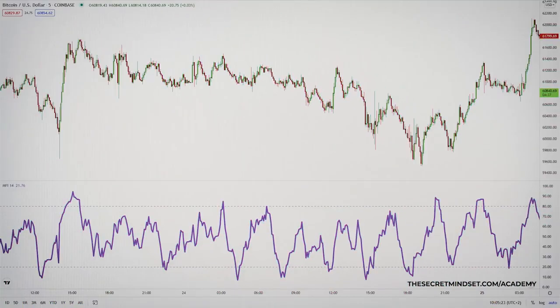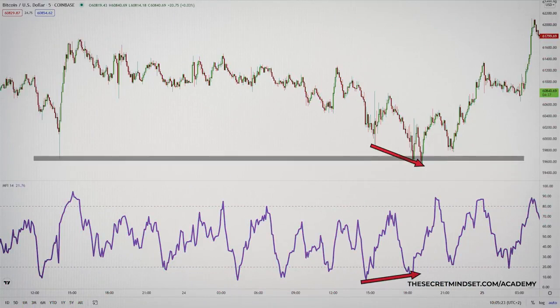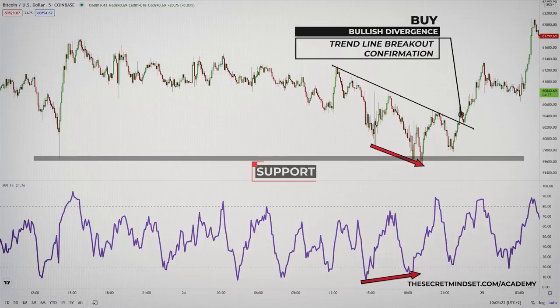The same setup here. The MFI reached an oversold area. We have a divergence between the MFI and the price, which was formed at an area of support, and the buy signal was confirmed after the trend line was broken to the upside.